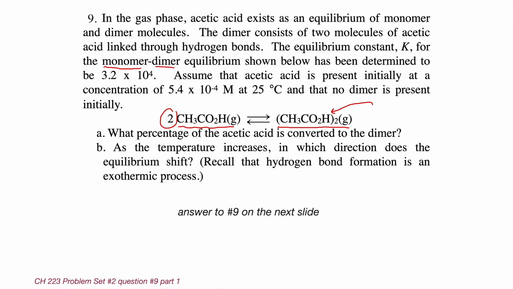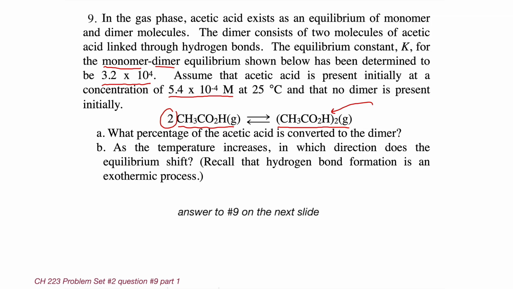But anyway, the equilibrium constant is 3.2 times 10 to the fourth. That's a pretty big number. It's much larger than 1. This is a pretty product-favored reaction, which is kind of cool. So anyway, let's say that we have pure acetic acid, the monomer, at 5.4 times 10 to the minus 4 moles per liter. We can actually use this information to figure out the percentage of acetic acid converted to the dimer. And that's going to be a cool thing we'll see on the next slide.